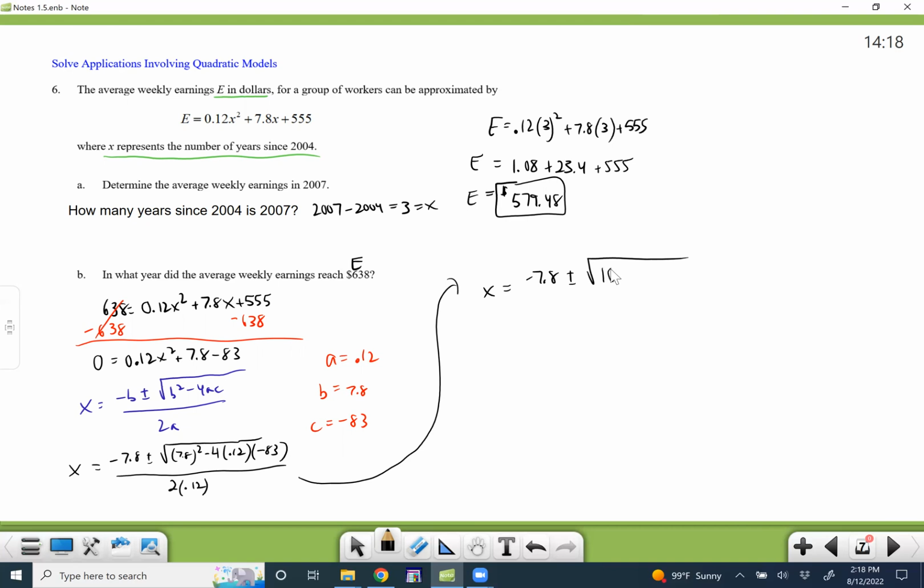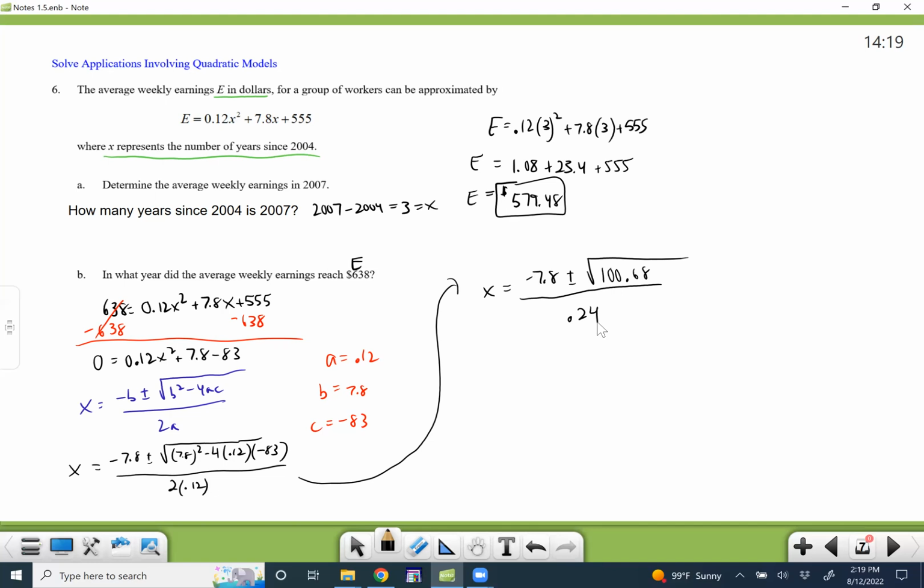Okay, I got this. So let me just double check it again. On my iPhone, and I couldn't find a real calculator. Yeah, that sounds about right. Okay. All right, divided by 0.24.